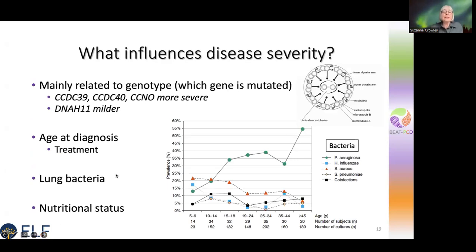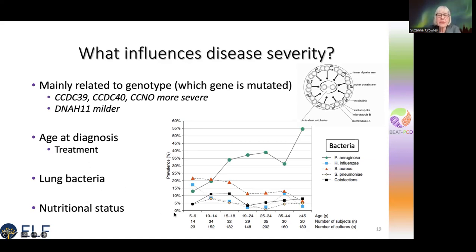And influences on disease severity include, as I alluded to earlier, which gene is causing the PCD. So these, as I mentioned, are more severe. DNAH11 is milder. Age at diagnosis and treatment provided. The bacteria that grow in the lung have an impact.